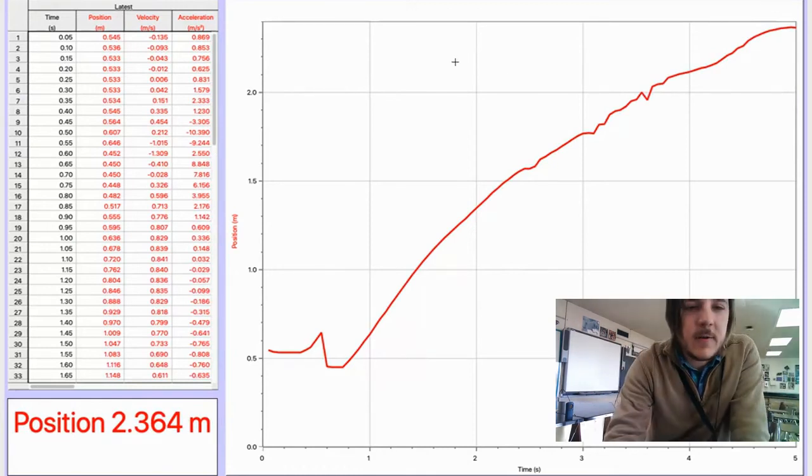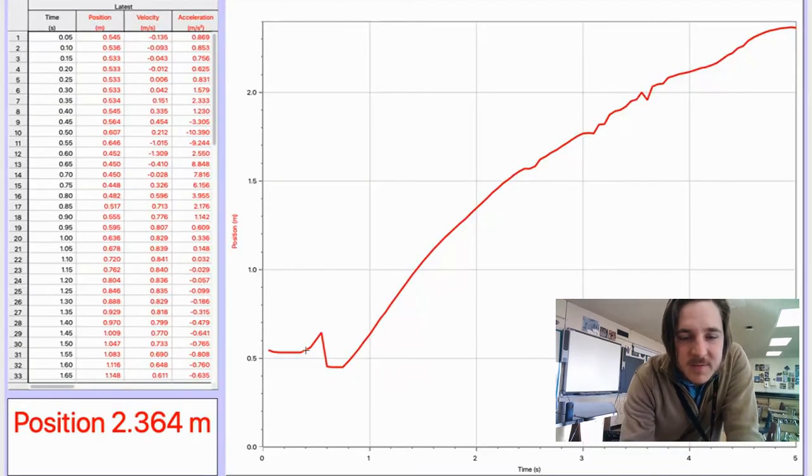Right, so ignore this first part here. That was just me reaching for the computer again.